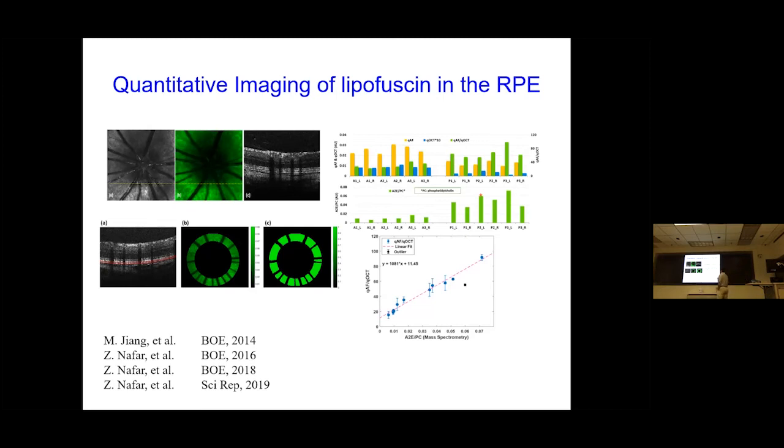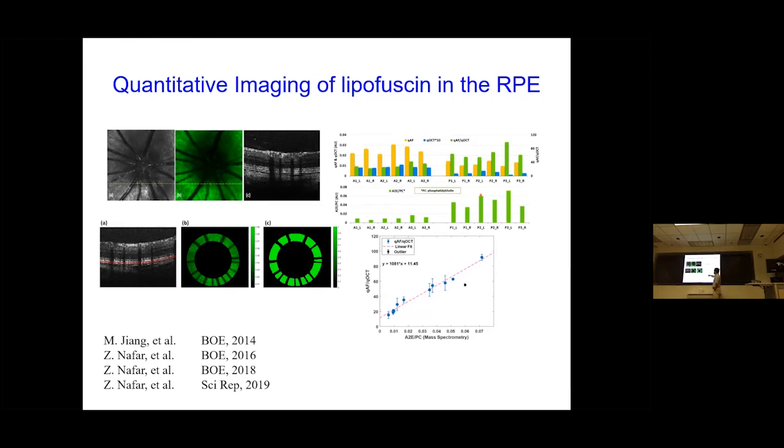So what we do is we use visible light OCT. Traditional OCT is in the near infrared, but we invented the visible light OCT. You use this to generate both OCT and fluorescence of the molecules in RPE cells. Then we can quantify the concentration of this molecule, okay?